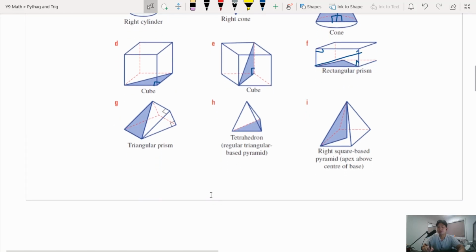This triangular prism has a right angle triangle, so that is one example we could use. There's one here, and also one here and here. This tetrahedron, however, the shaded shape on the base is not a right angle triangle. That is just a regular triangle, so Pythagoras Theorem cannot be used. If you did want to use it, you could cut down here, and now we have two right angle triangles like that. And this right square base pyramid, through the middle, is another example you could use for Pythagoras Theorem.